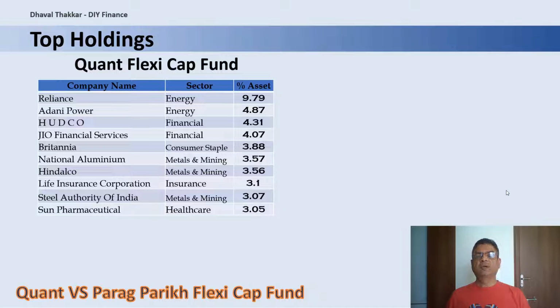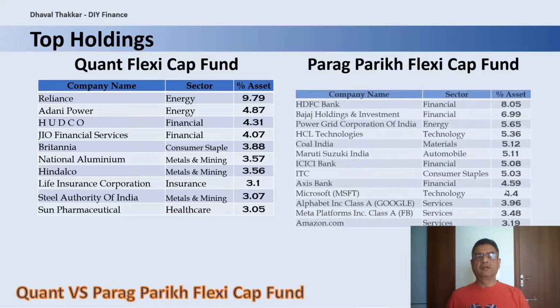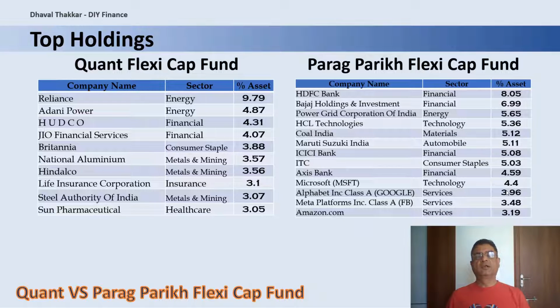Now let's look at Parag Parikh Flexi Fund. Here, HDFC Bank, Bajaj Holdings, ICICI Bank, and Axis Bank are the main stocks of the financial sector, whereas HCL and Microsoft are the main stocks of the technology sector. Google, Meta, that is Facebook, and Amazon are the main stocks of the service sector. The inclusion of US stocks in its portfolio makes this Flexi Fund different from other Flexi funds.